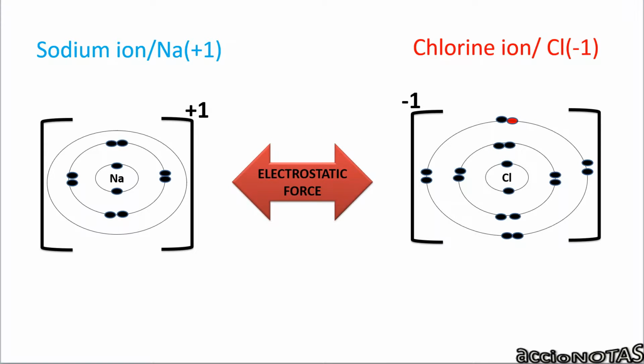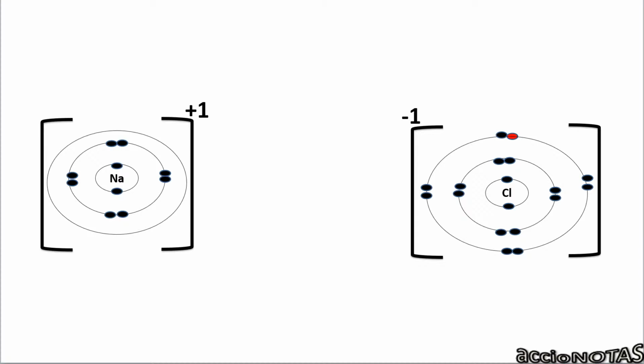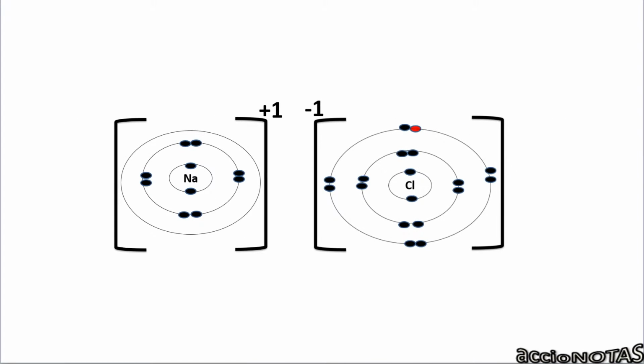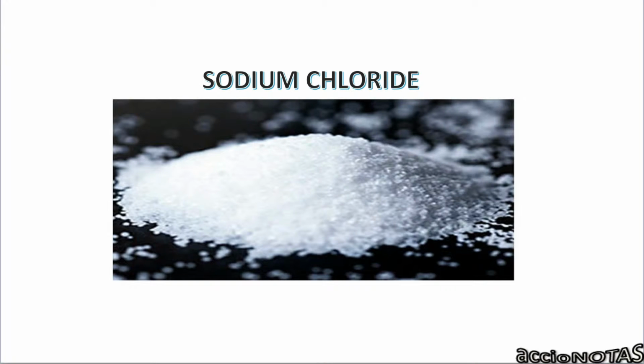This force of attraction causes these two oppositely charged ions to attract one another and become close to one another. When they become close enough, they form the compound, and for sodium and chlorine, they become sodium chloride.